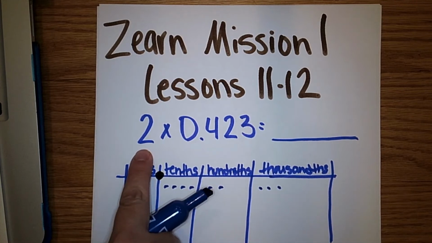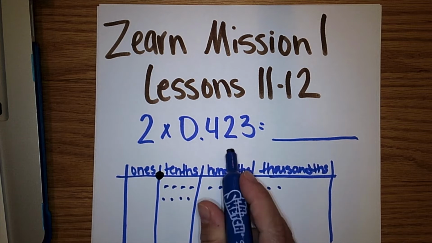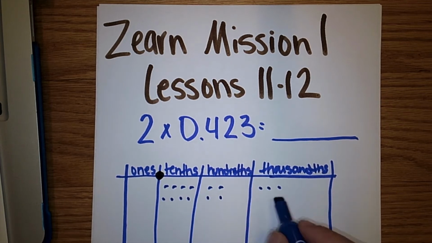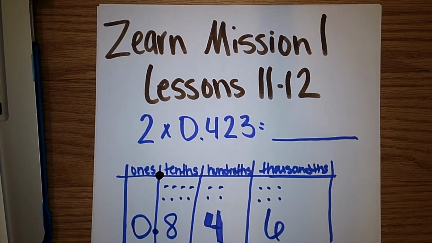But I need two groups. This is only one group. So let's build another one. 4 tenths, sorry. 2 hundredths. 3 thousandths. Now we have two groups of 423 thousandths. So we still have nothing in this ones place. There's our decimal. We now have 8 in our tenths. We have 4 in our hundredths. And we have 6 in our thousandths.